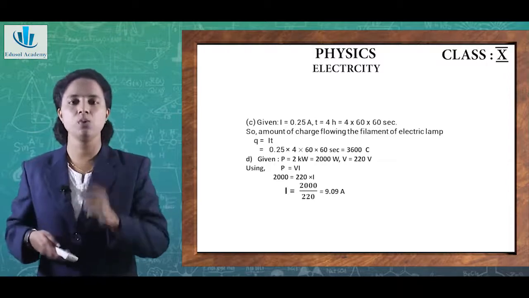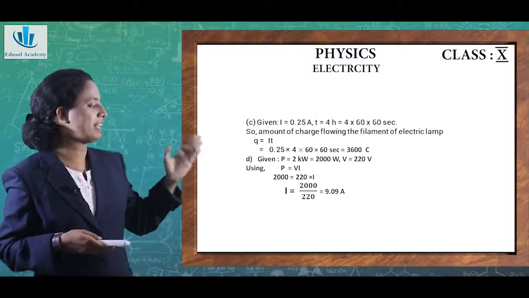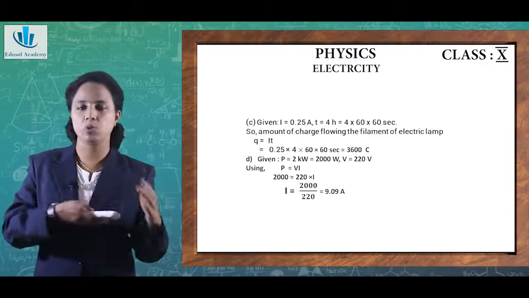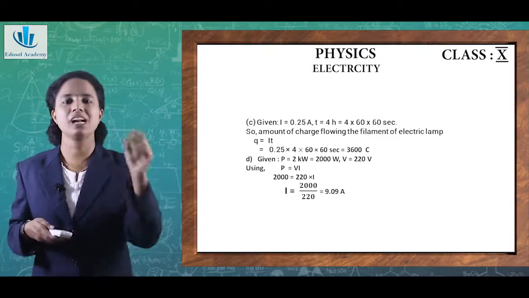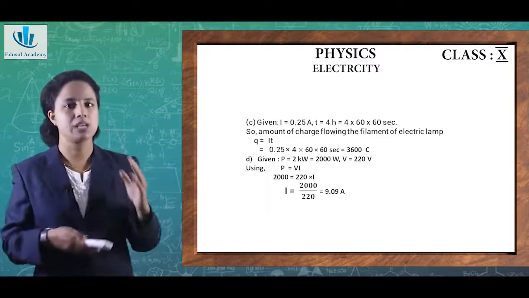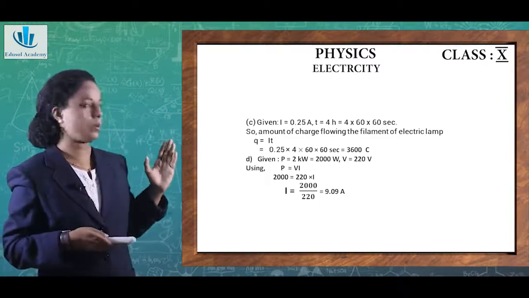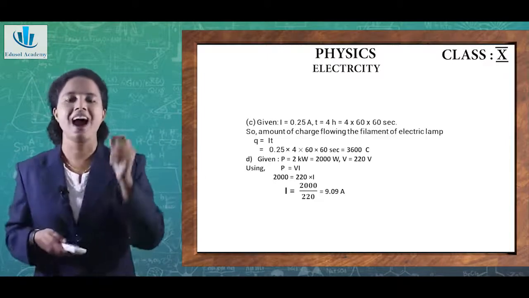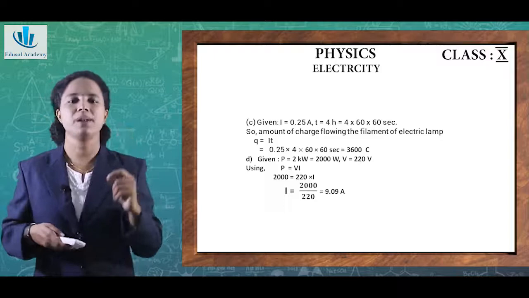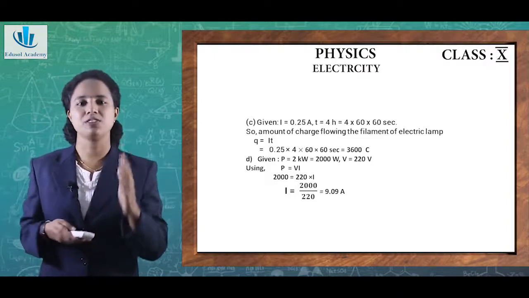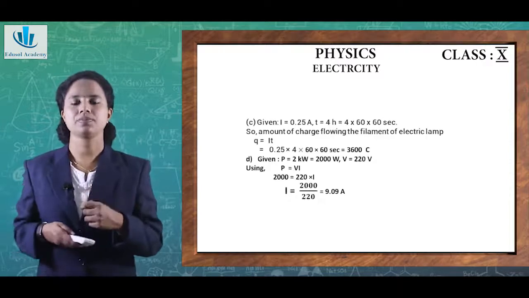So from the basic equation P equals VI, we are already given P as well as V. So we need to find the unknown quantity I. Substituting the known quantities, you will get 2000 equals 220 into I. So I equals 2000 divided by 220, which would give you the final answer of 9.09 ampere.